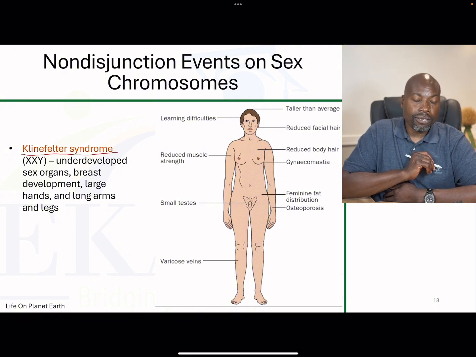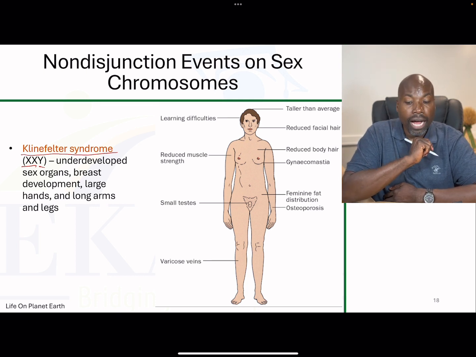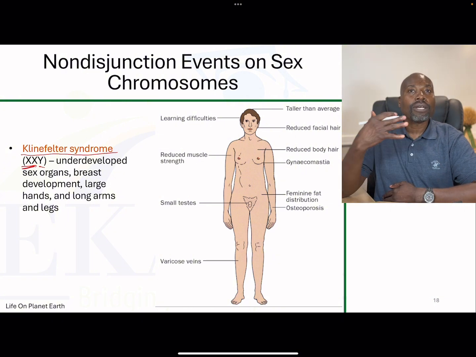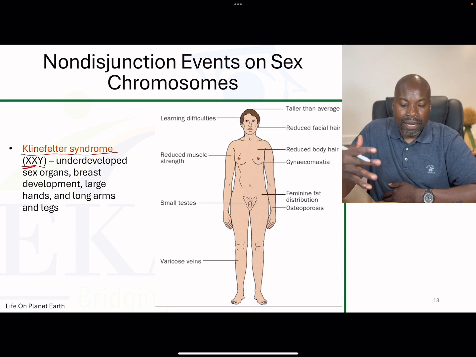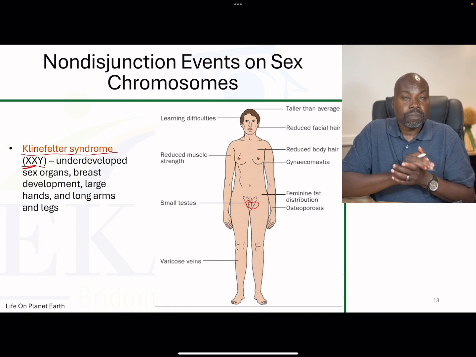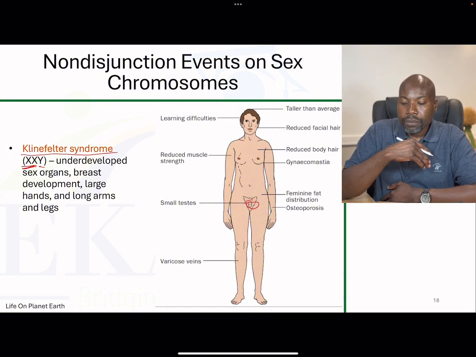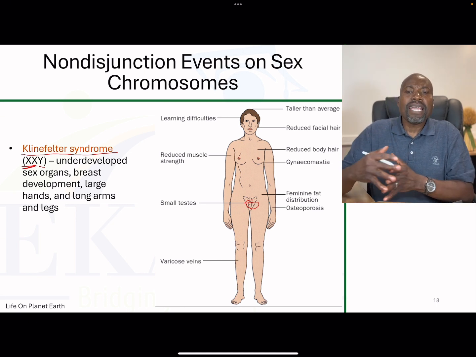Then another type of non-disjunction is the Klinefelter syndrome. In Klinefelter syndrome, the individual is double X and a Y. Because the individual has a Y, that individual is definitely a male. However, because of the presence of the two X's, the male features are going to be very small compared to the norm, and the features are going to be very much toward female features.